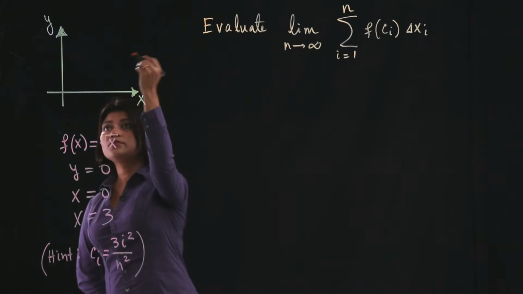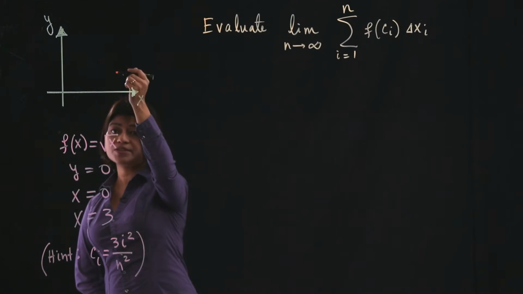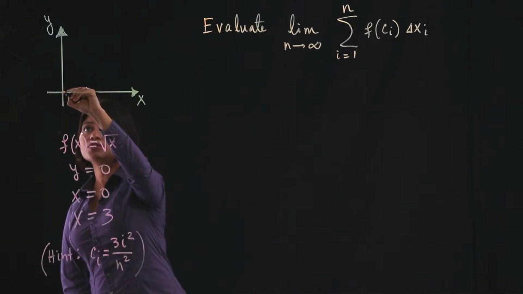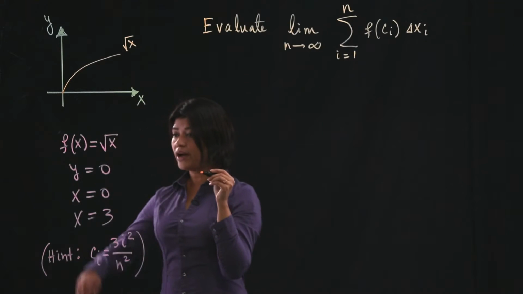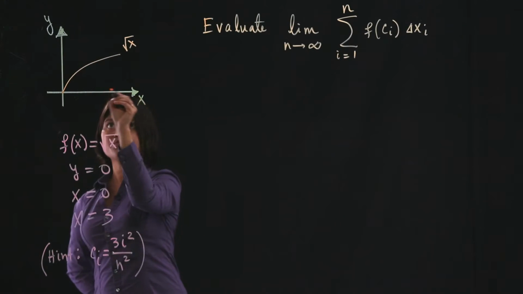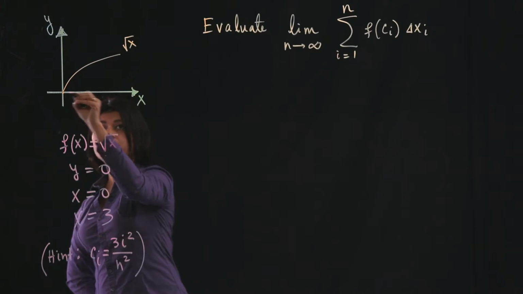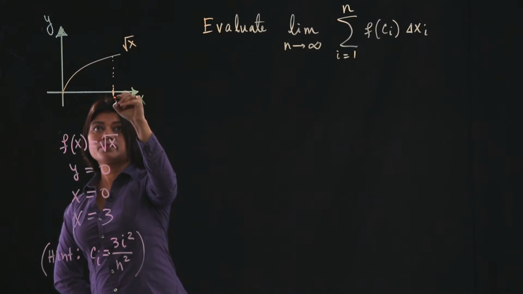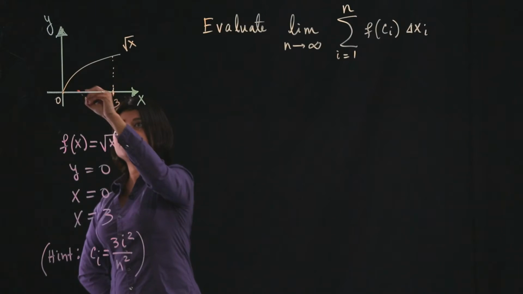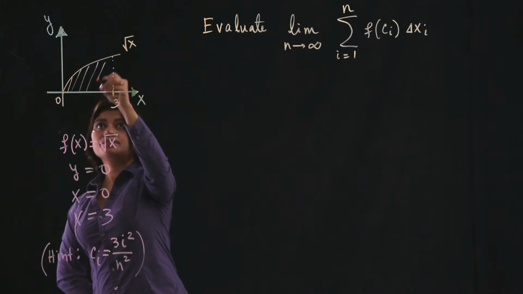So let's graph the function f(x) equals square root of x. You know the square root of x looks something like this. Okay, y equals 0 is the x-axis. Between 0 and, say, 3 is right here. So this is the region that we are considering.